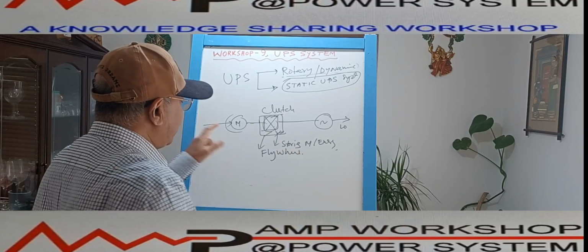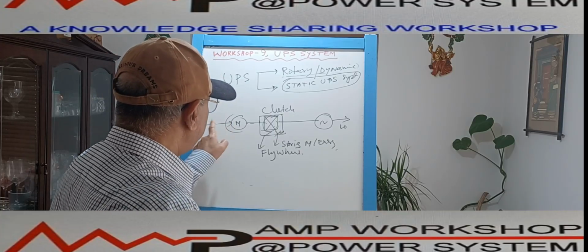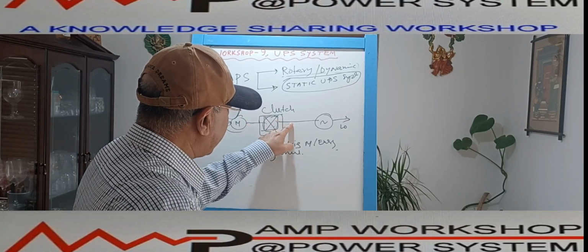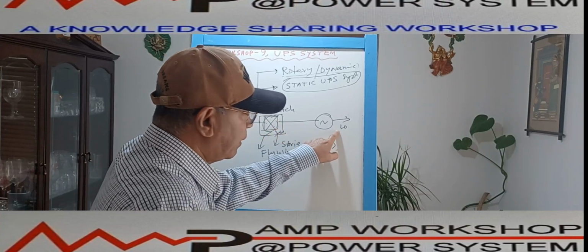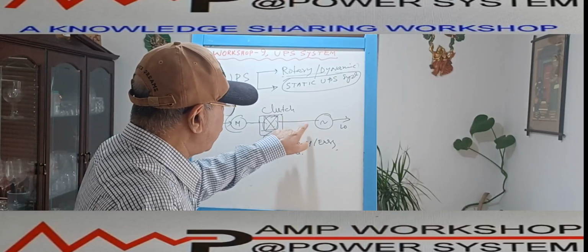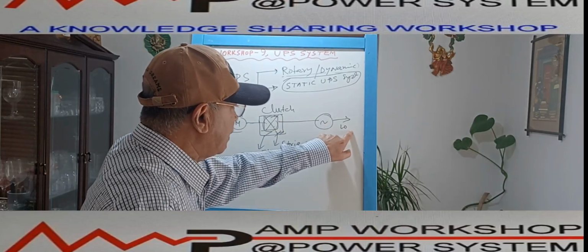So in the normal condition, the motor is running through the external power supply, and through the class the speed is getting controlled, and it is giving the generator a rotation. The generator rotor is rotating and the generator is producing power.